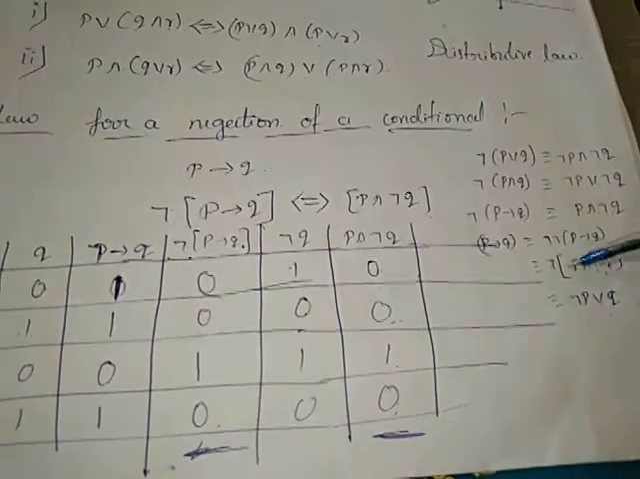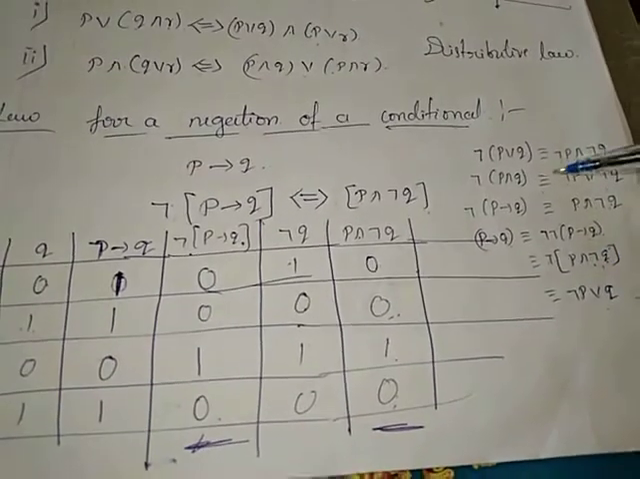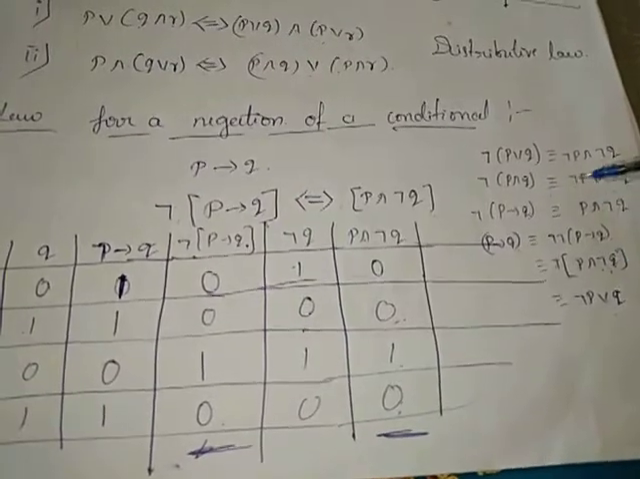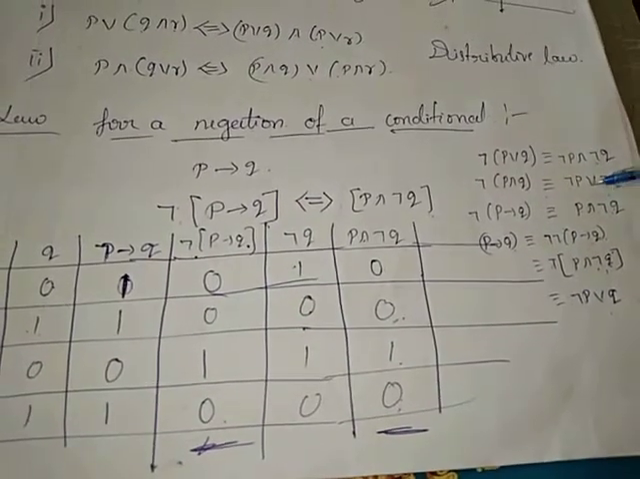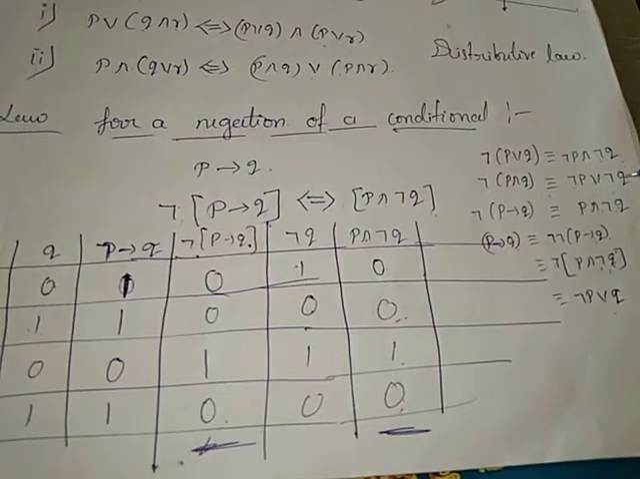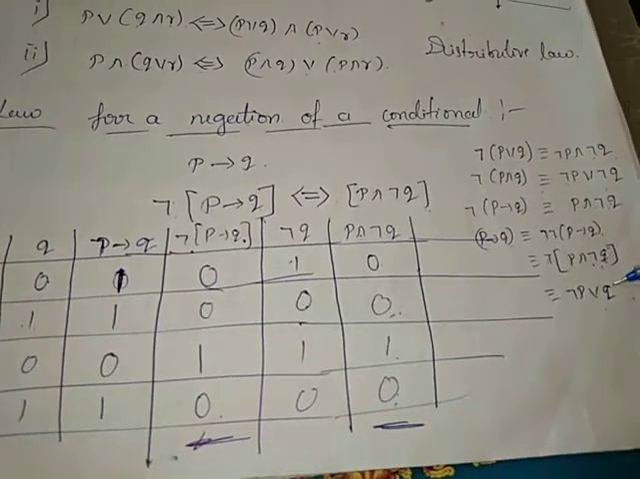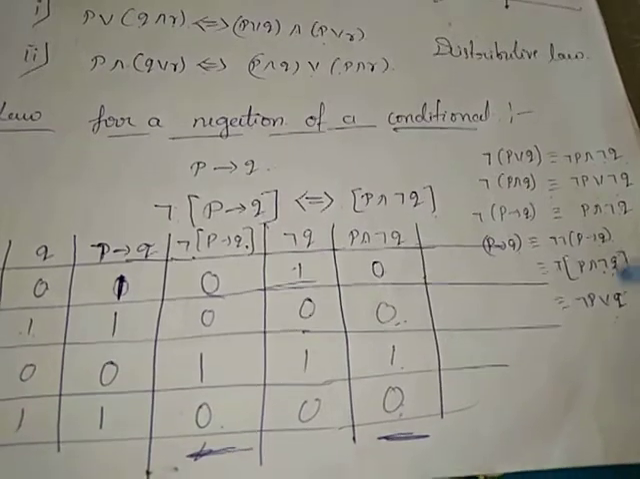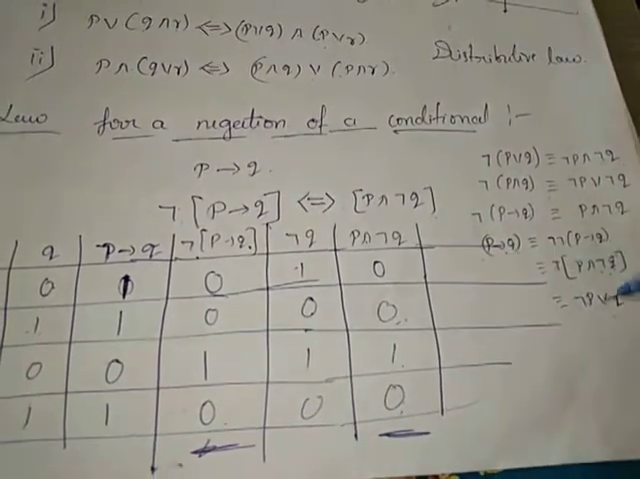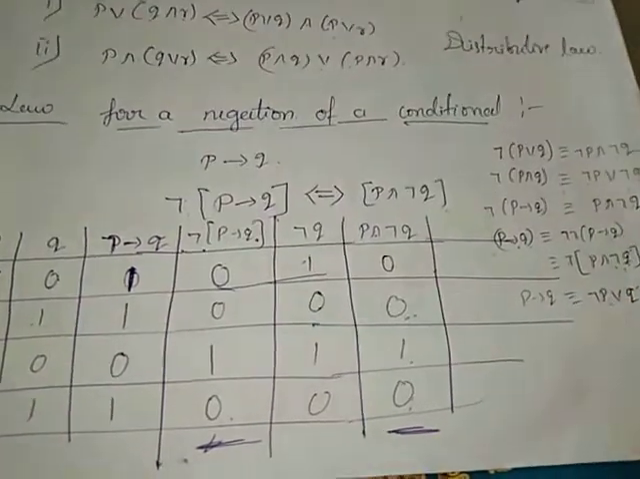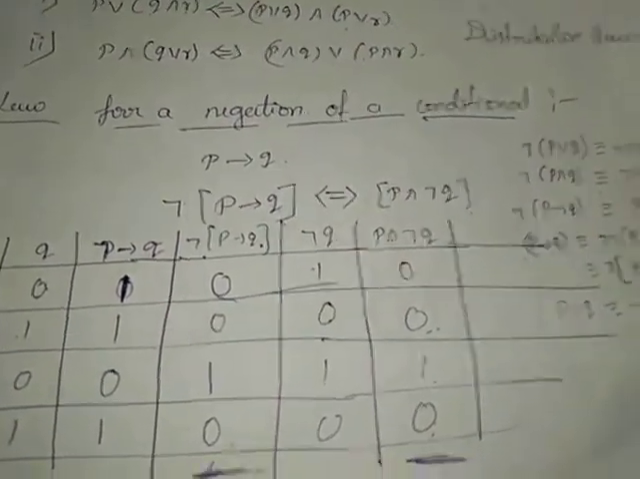Apply the negation of (P and negation of Q) law here. Instead of Q here it is negation of Q. So negation of P or negation of negation of Q. Negation of negation of Q becomes Q. Therefore P implies Q is equivalent to negation of P or Q. Those we have to remember.